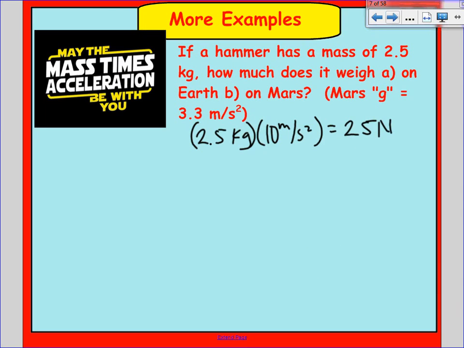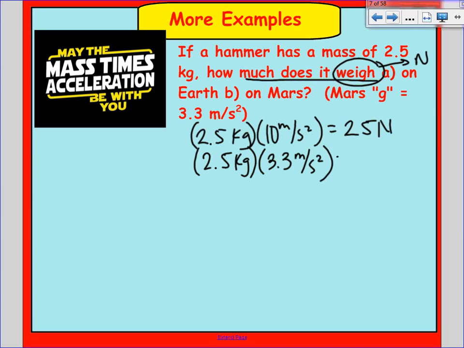Notice it doesn't tell us specifically that it wants us in pounds. So if ever it tells you how much does it weigh and doesn't specify, it's assuming newtons. So we can leave it just like that, 25 newtons. Now on Mars, the same mass of the hammer is going to be pulled down with an acceleration of 3.3 meters per second squared. And that's going to come out to be 8.25 newtons. So it wouldn't weigh as much on Mars as it does on Earth.